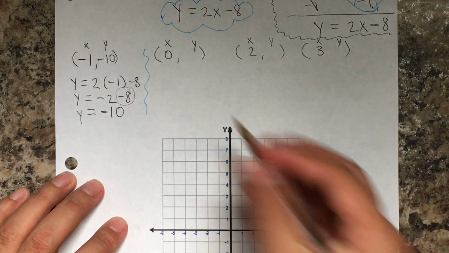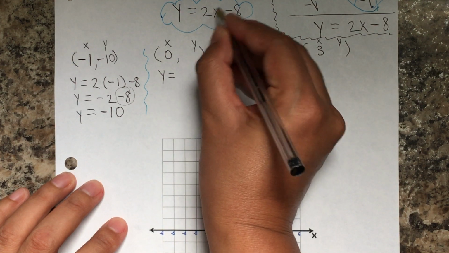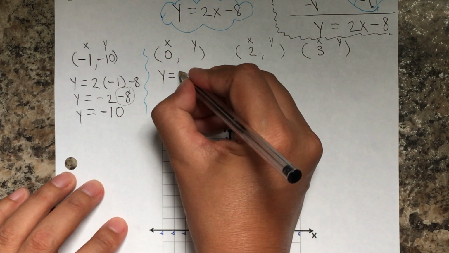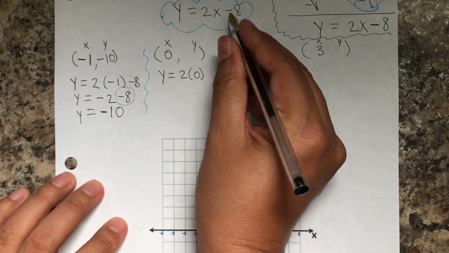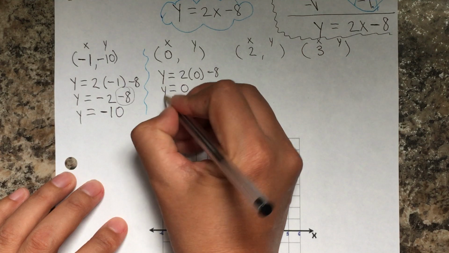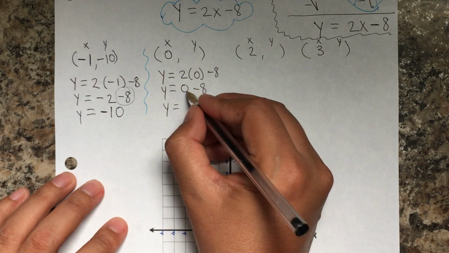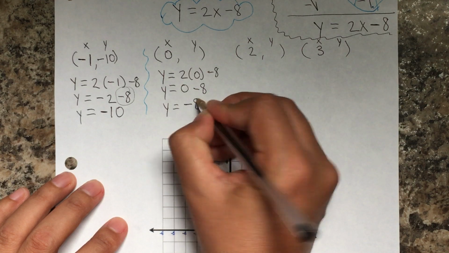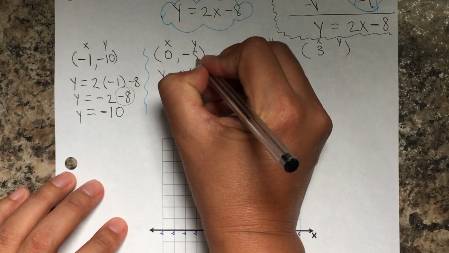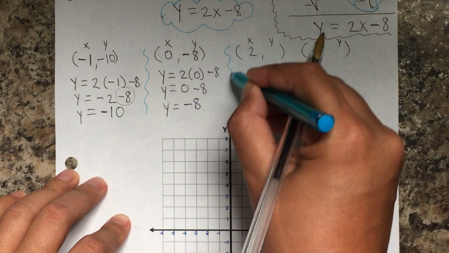For the next one, y equals 2 times 0 minus 8. 2 times 0 is 0, minus 8. And when we have 0 minus 8, it's just -8. Okay? So that's the value of y.